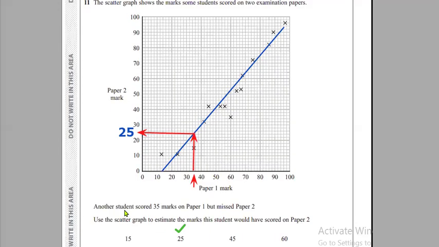So focus on the steps. Focus on the idea of the line of best fit. With a scatter graph, always use the line of best fit to answer questions. Now, let's move on to the next question.